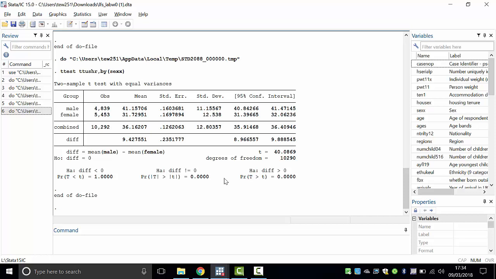So what's HA? Alternative hypothesis. H1 is HA here. H null is the null, properly done. Now, the second, this is the one-tail hypothesis test. Now we're looking at the two-tail test, right in the middle between the two. We have two-tail tests.